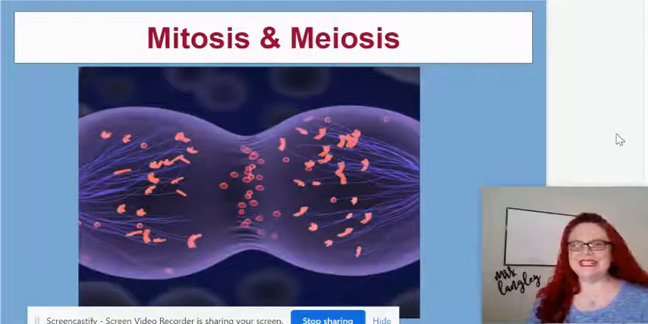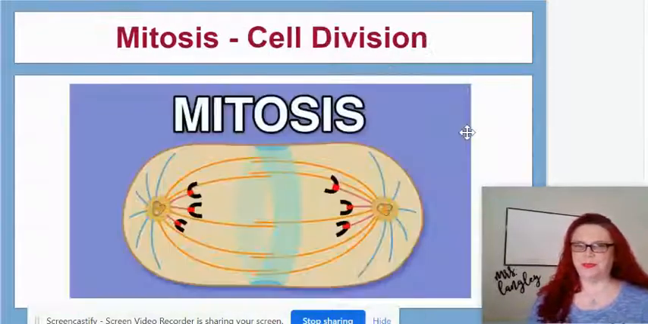Hi everyone, today's lesson is on mitosis and meiosis. Mitosis is general cell division for eukaryotic organisms. This is what most of our cells will do if they're going to divide.